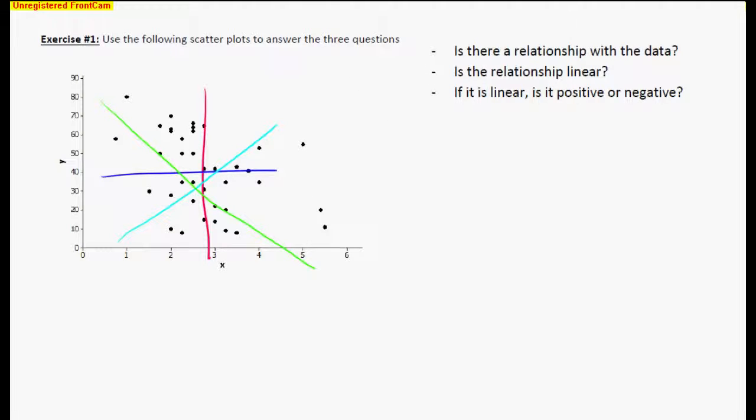So again, is there a relationship? I'm going to say no. There is no relationship. So that immediately gets rid of those two questions right there. Because again, I could draw multiple lines through there and it would really work. So yeah, no relationship there. I don't even want to draw those lines in. It doesn't make sense.